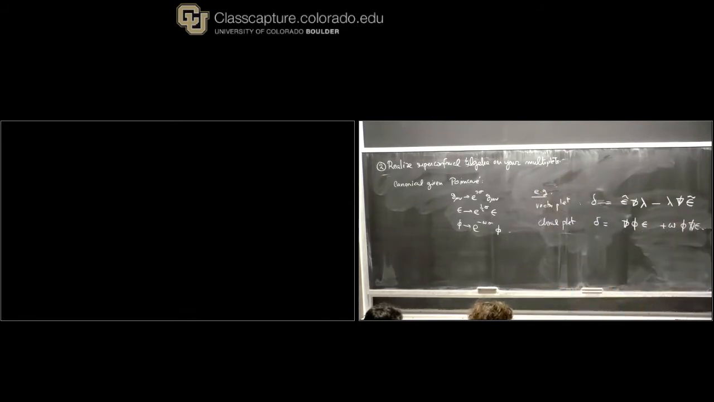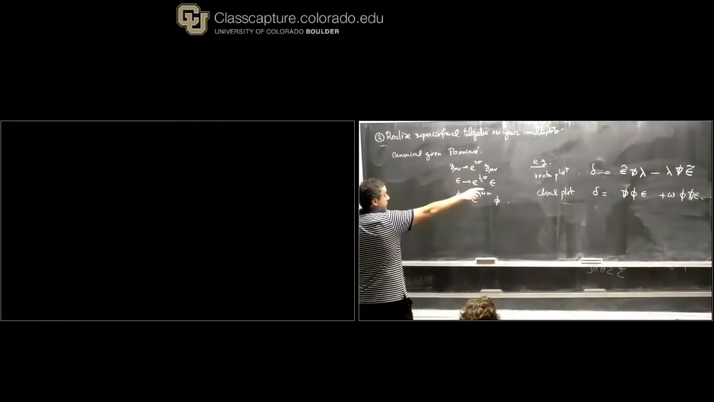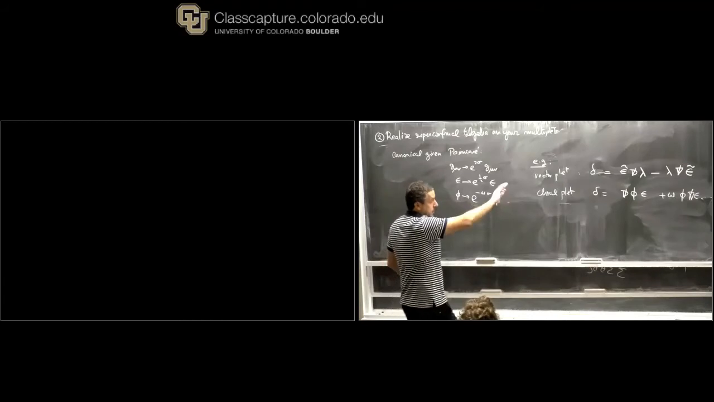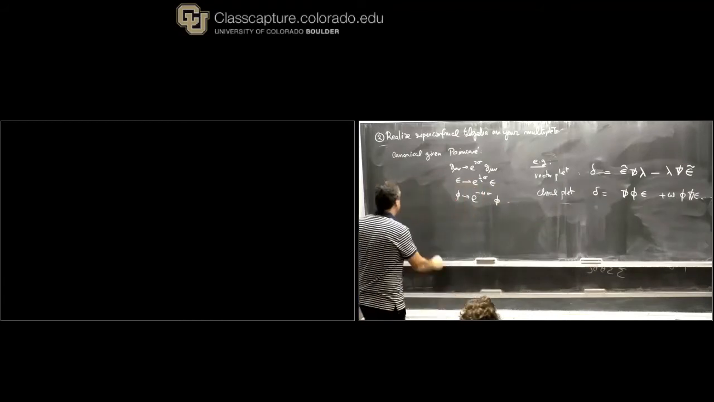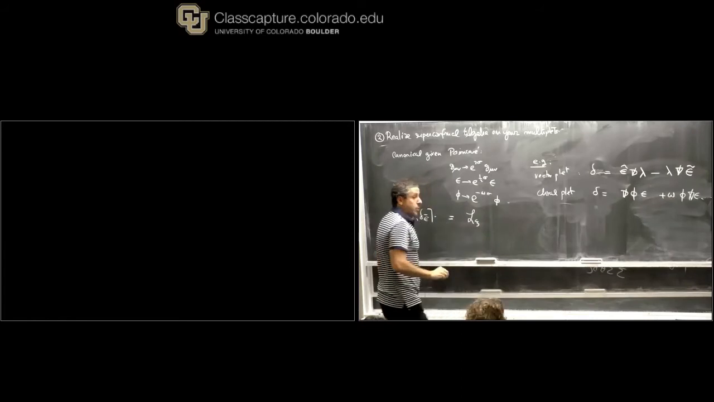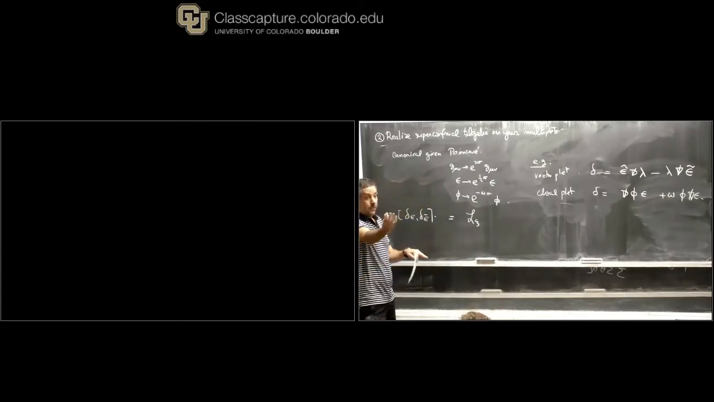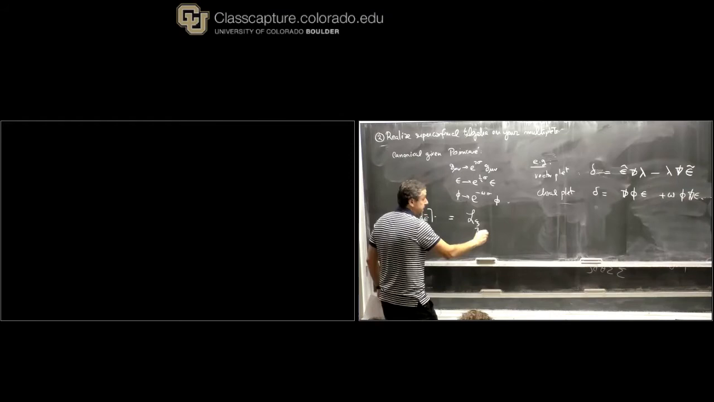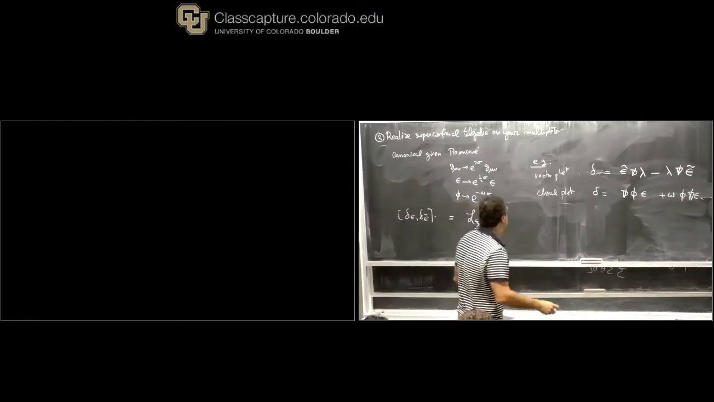And now you have a representation of the superconformal algebra on the fields. What do I mean by that? I mean that if now I take these transformations that I derived by just demanding Weyl covariance, and I look at the commutator of two such superconformal transformations on any field, what are you going to get? You're going to get some Lie derivative, some translation generated by psi. That psi is the same psi I wrote there, which is the conformal Killing vector.